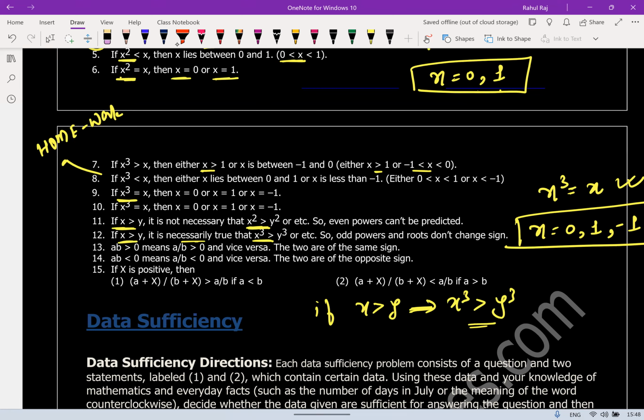So point number 13, I think I have made it very clear. AB greater than 0 means A and B are of same sign. A by B greater than 0 means they are of same sign. Point number 14 says AB less than 0 means A and B are of opposite sign. A over B less than 0 simply means the same thing, they are of opposite sign. That's all. Now guys, point number 15 I will clear later, because there's a question based on point number 15. I'll clear that with you for sure.